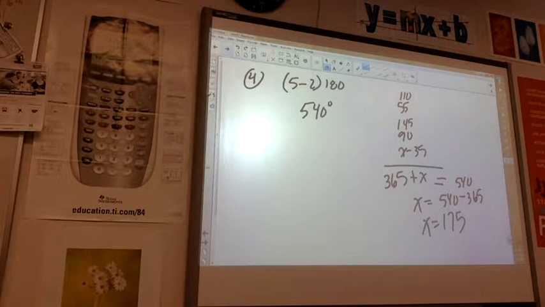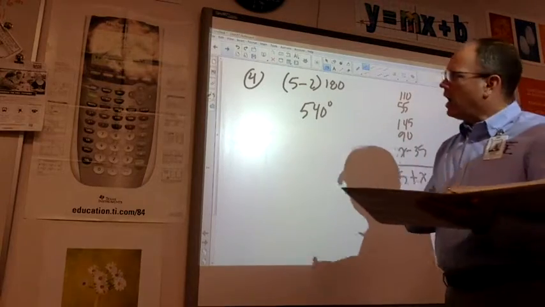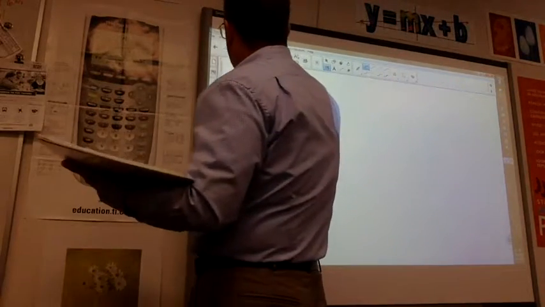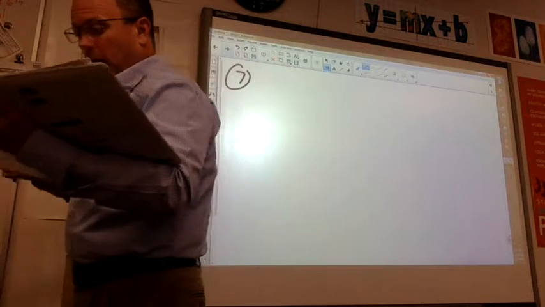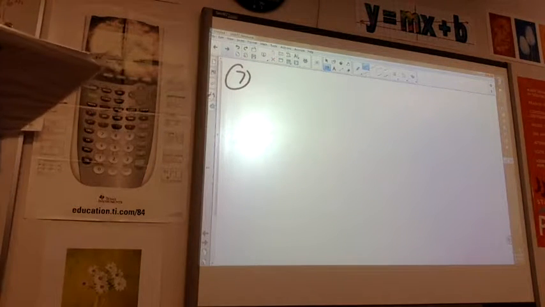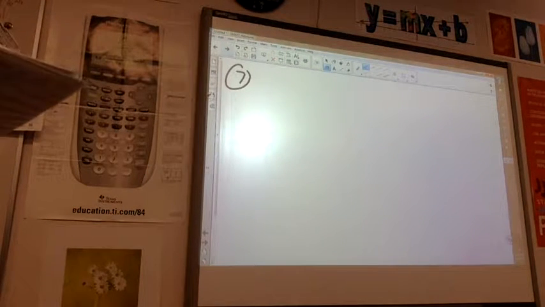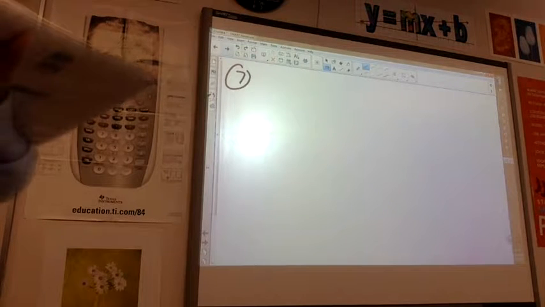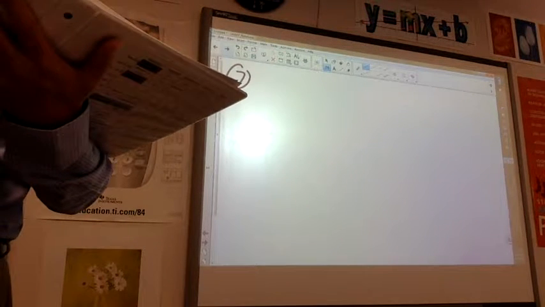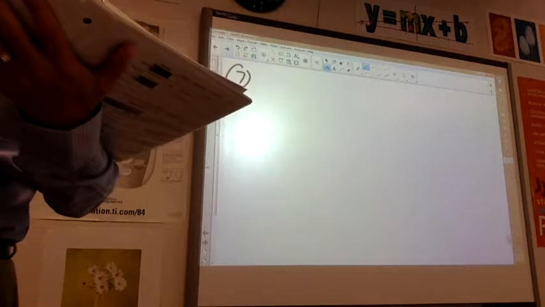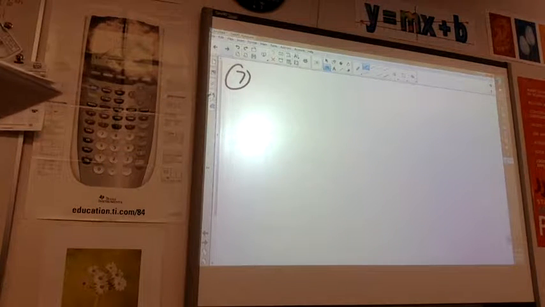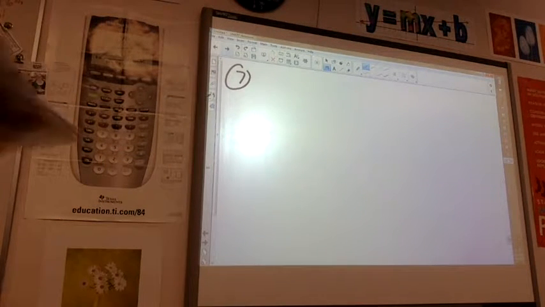7b. I'll probably have to do 7a as well. All right, number 7. Exterior angles always add up to 360. So you go 110 plus 120 plus 70 plus x plus 2x equals 360. And that's all from there.